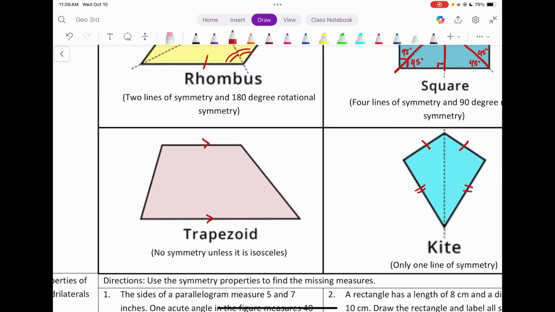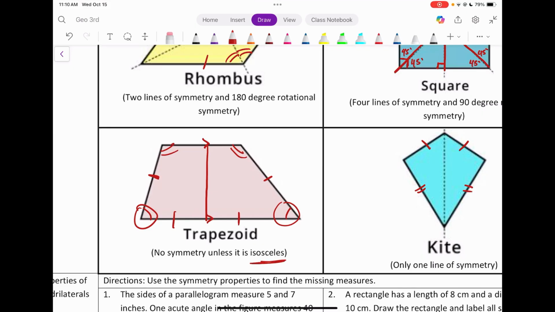Now, the only type of trapezoid that has symmetry would be what we call an isosceles trapezoid. If these sides were the same, then you would have a line of symmetry down the middle to where these two angles right here and here would be the same. These two angles up here would be the same. This line of symmetry would split this into two equal pieces and so on and so forth, but only if it's isosceles.